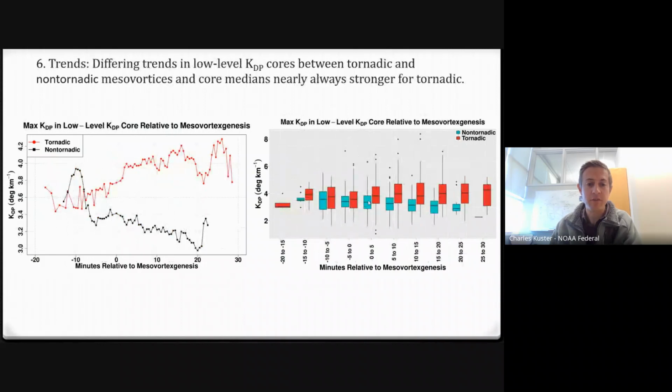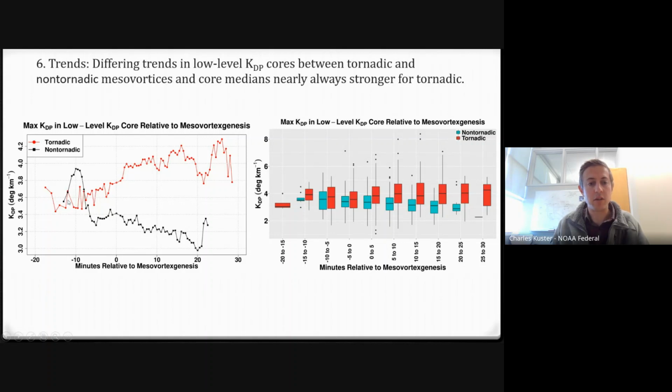When we look at the low levels, we see the same idea, where the median for the KDP cores for tornadic mesovortices is higher than the non-tornadic mesovortices, and that gets more apparent with time. And that more-apparent-with-time piece, that's a trend. This was cool to see.